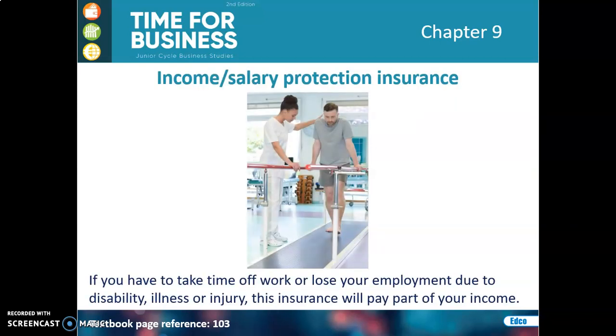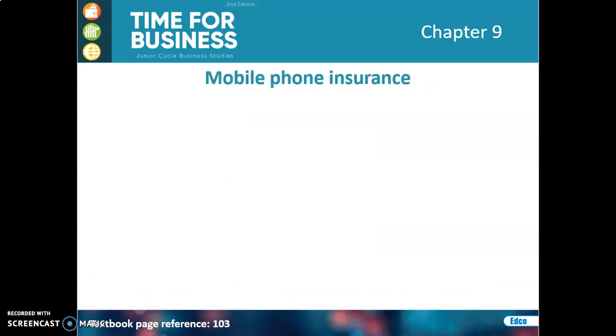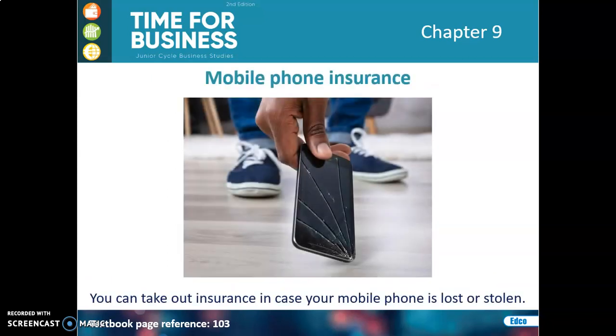Salary protection insurance, again, if you lose your job or if you're injured and unable to work, this insurance will pay some of your wages. Mobile phone insurance, if your phone is damaged or stolen, it will cover it.